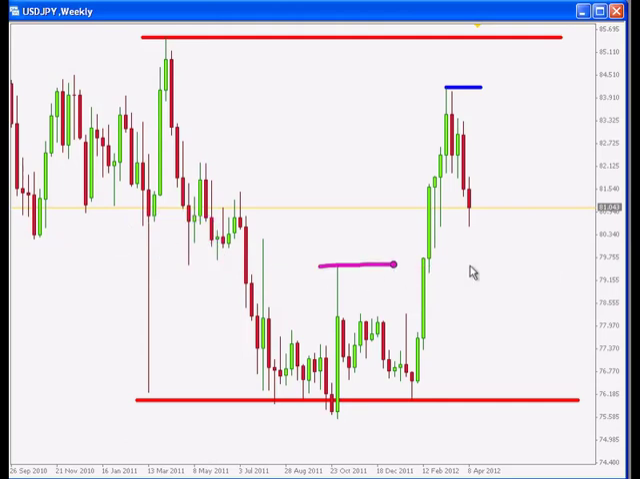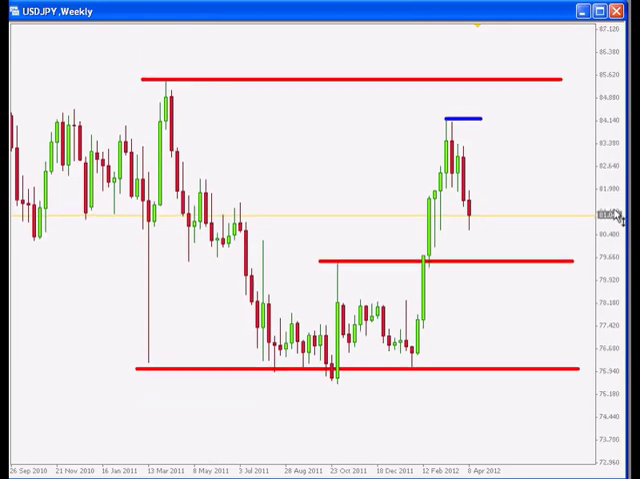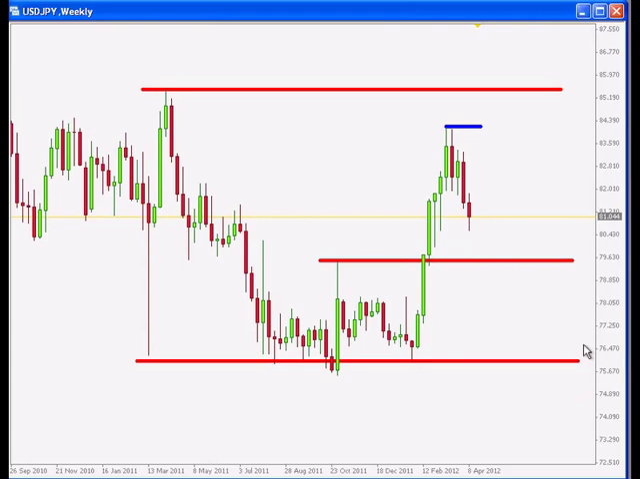Meaning that this level is still to be considered as former support. Now, who knows, price might bounce off that level to the upside once again, confirming the principle of former resistance now working as support. At any rate, I want to keep it in mind, okay? And that's pretty much what I see on this chart, all right?